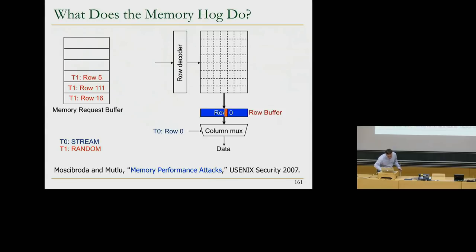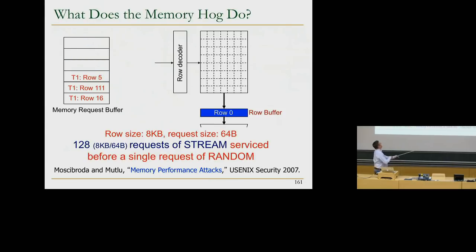what was the rate? Sorry. Yeah. In this case, the row size was 8 kilobytes. So one of these rows contains 8 kilobytes. The requests were 64-bit words. And there were 128 requests of the blue stream serviced before a single request of this guy was served.